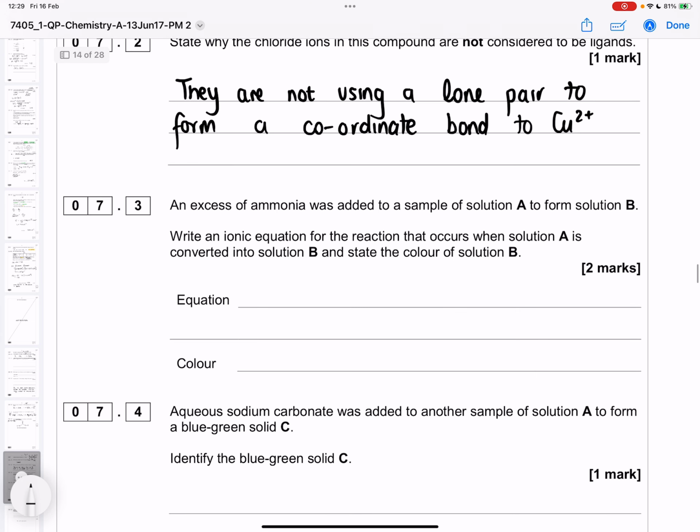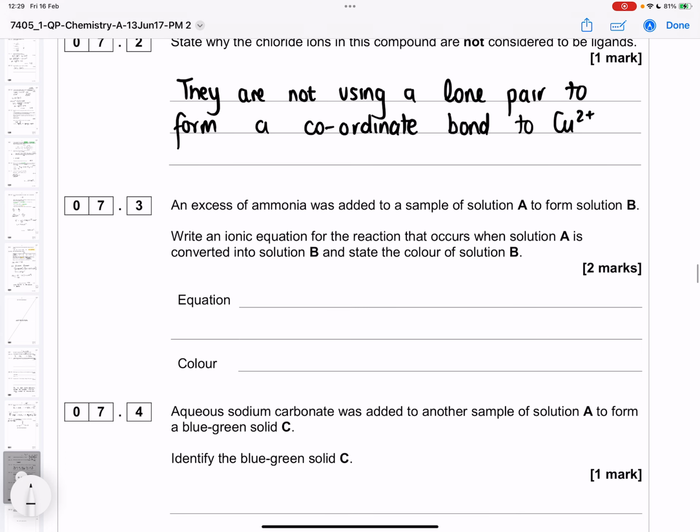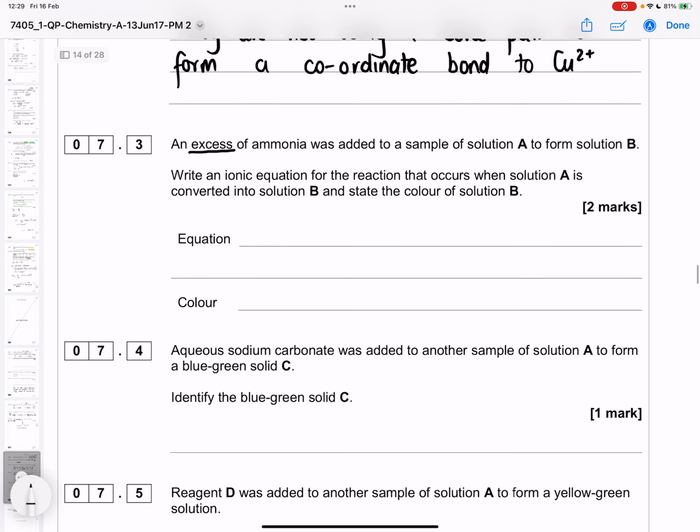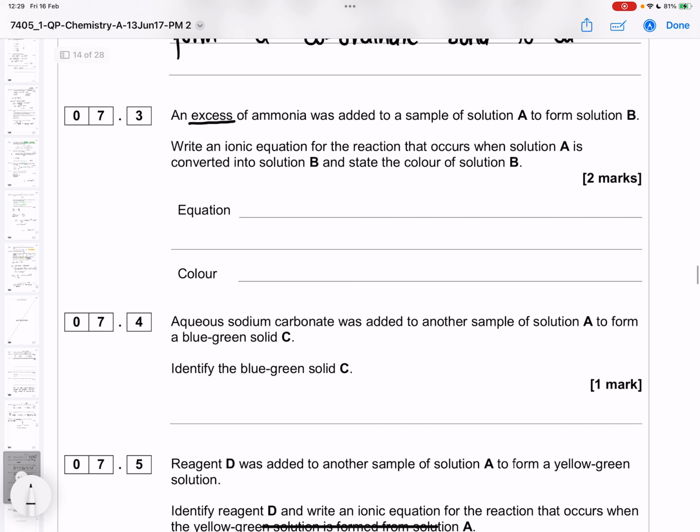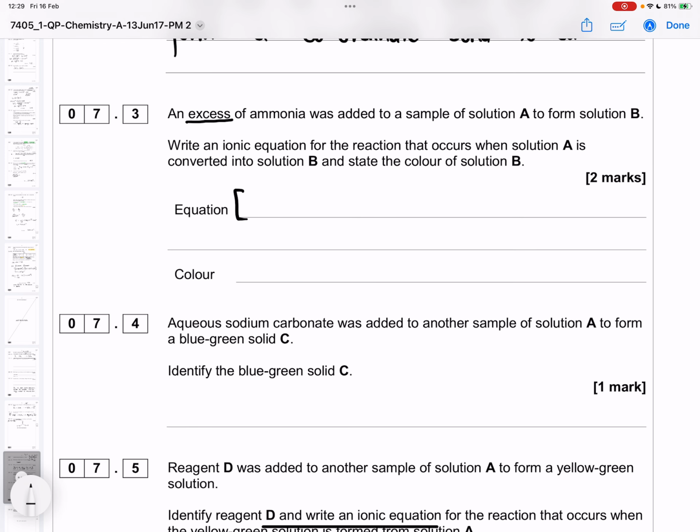And then it says an excess of ammonia was added. An excess of ammonia was added to the sample of solution A to form solution B. Write an ionic equation. So solution A contains the hexaaqua copper 2 ion. So we can get rid of the chloride ions at this point. And it's going to react with ammonia.